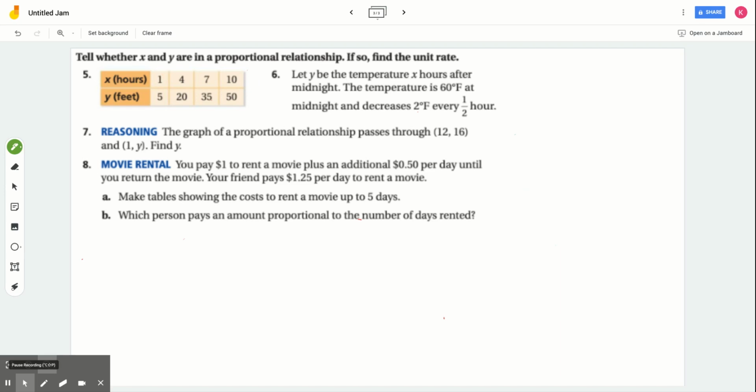Number 8 says you pay $1 to rent a movie plus an additional 50 cents per day until you return the movie. Your friend pays $1.25 per day to rent a movie. Make tables showing the cost to rent a movie up to 5 days. Which person pays an amount proportional to the number of days rented? So let's start with two tables. So a table for you. So we have the number of days and the dollars.